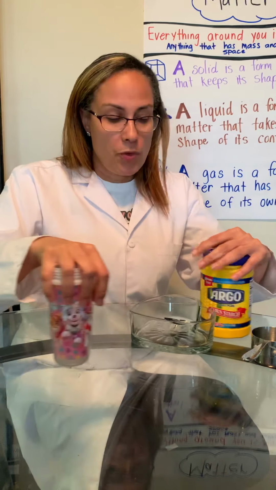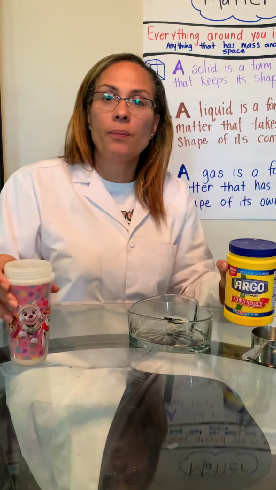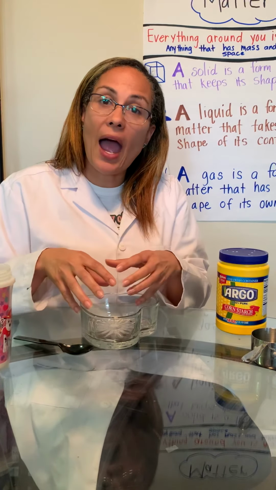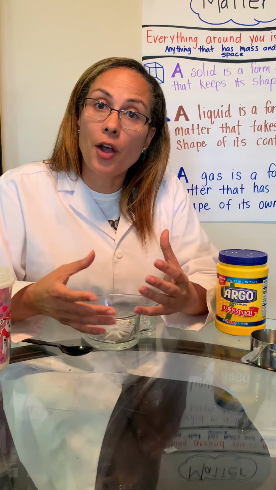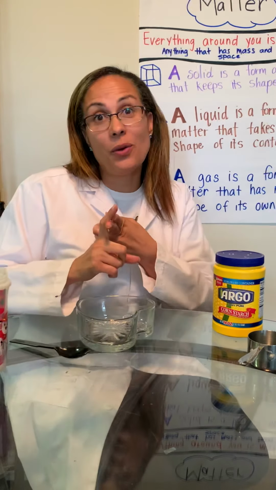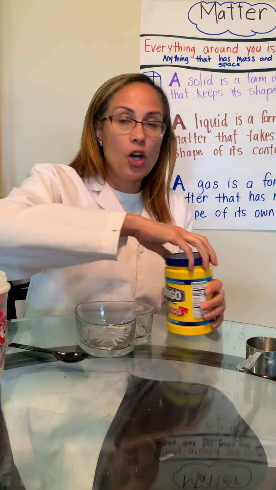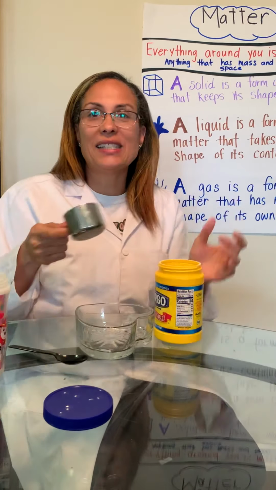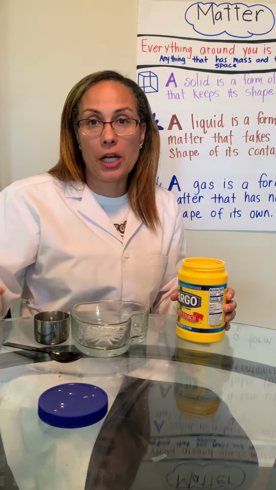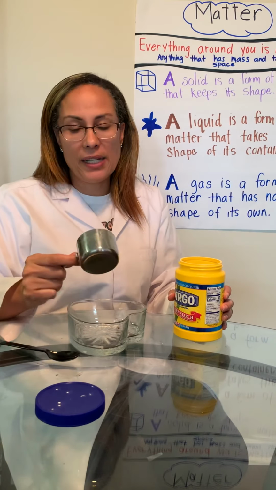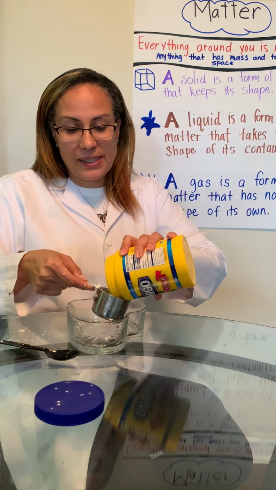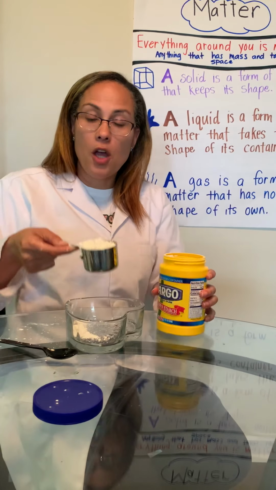Now, oobleck, which is made with cornstarch and water, once we mix this together, we're going to have two states of matter at the same time. We're going to have a liquid and we're going to have a solid. So what you can do is you're going to take 2 parts of cornstarch and 1 part of water. What that means is you're going to measure out 2 of the same amount of cornstarch.